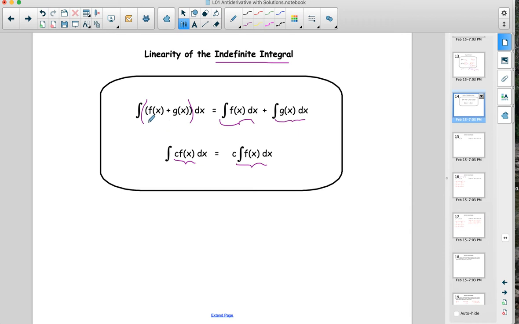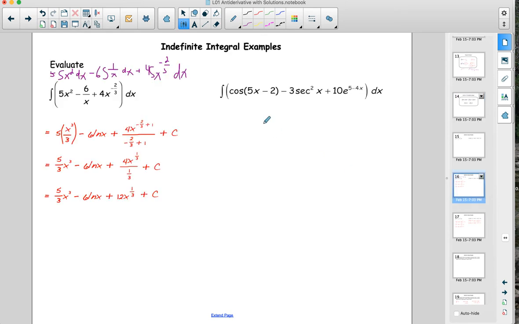Yes, I was definitely applying these properties right here. So we have the integral of a sum is the sum of the integrals. Definitely applying that property here. So we could show this step if we wanted to. It's 5 times the integral of x squared dx minus 6 times the integral of 1 over x dx plus 4 times the integral of x to the negative 2/3 dx.